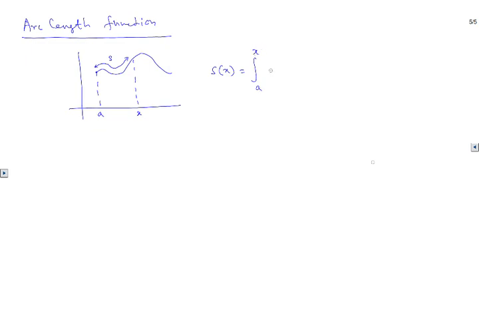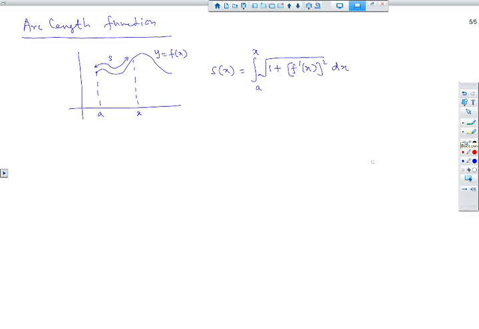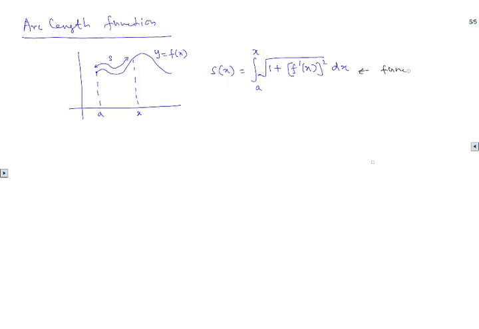So that's what we call the arc length formula. It's the same thing. So if you have y equal f(x), you can have the integral of the square root of 1 plus f prime x whole thing squared, dx, or you can even have dy if you want. So this is what we normally call the arc length function, because you can see that it's a function of x. So that's why we call this the arc length function.